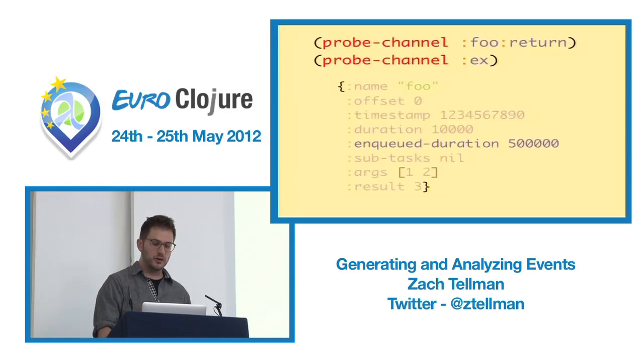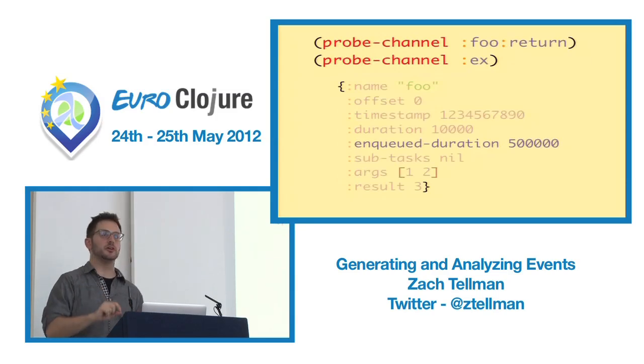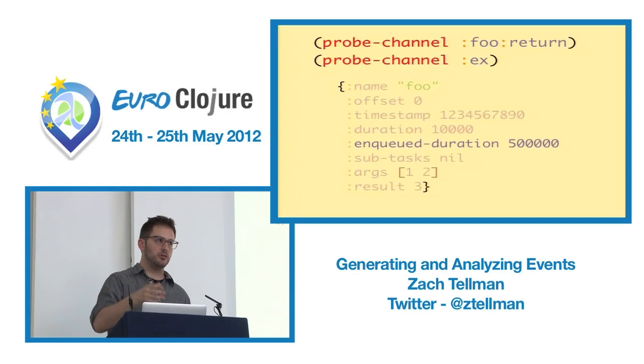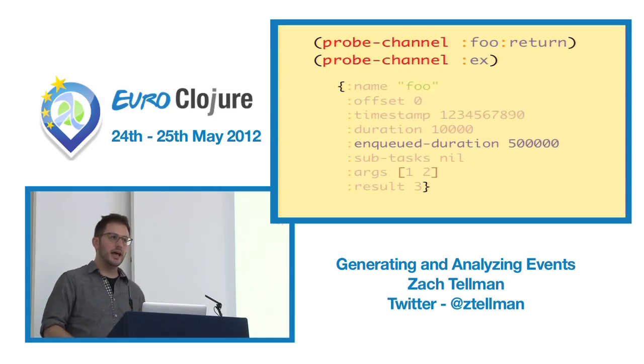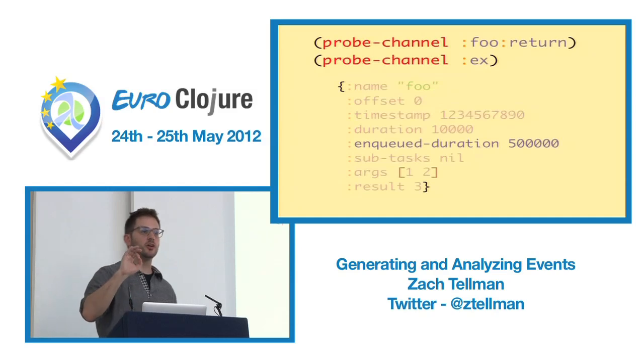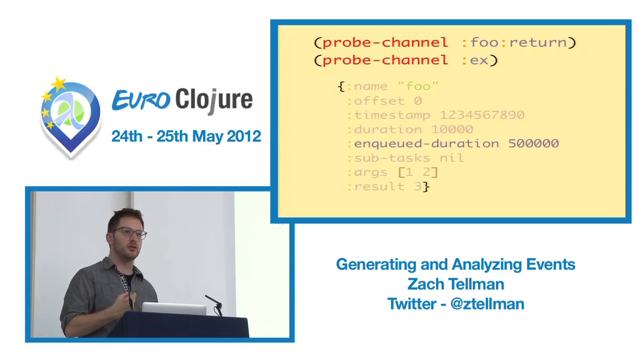And the value emitted by the return probe will now tell you how long this was in queue. Not just how long it took to compute, but how long it waited to be executed. We can consume this from two different places: from the return probe for a function, and from the probe channel associated with the executor.